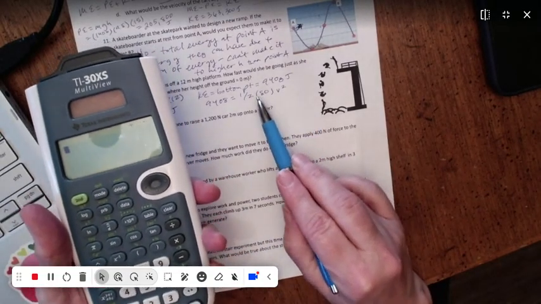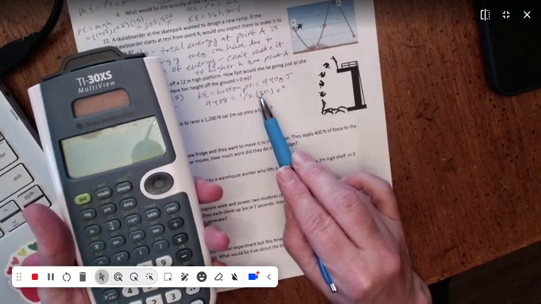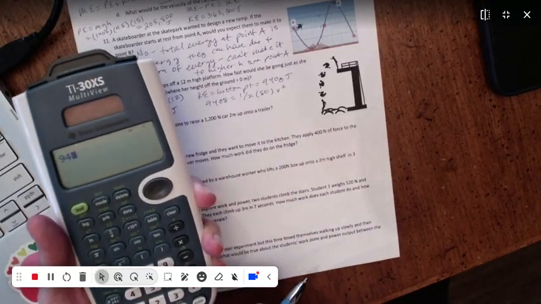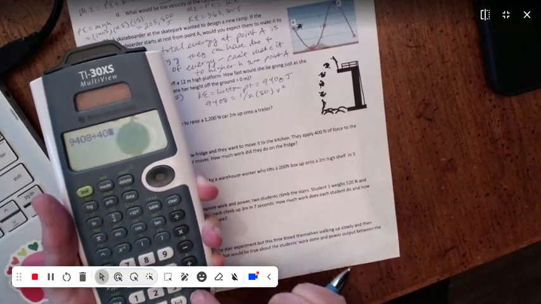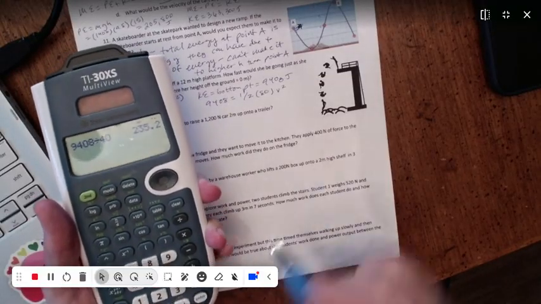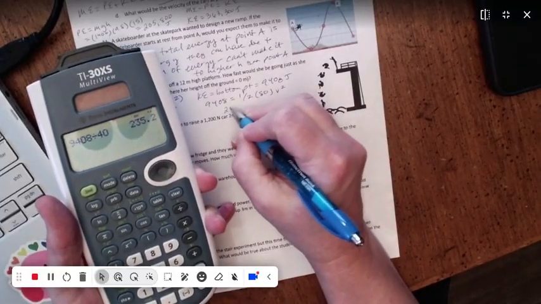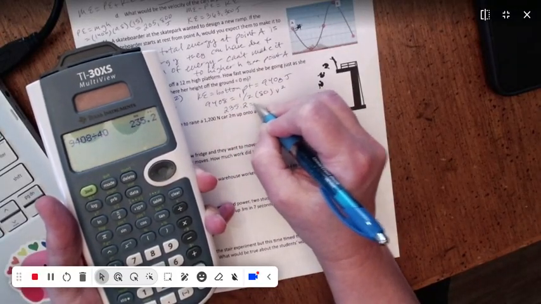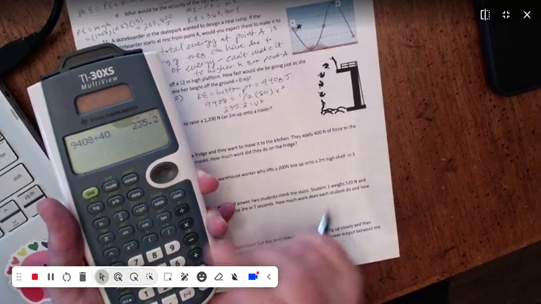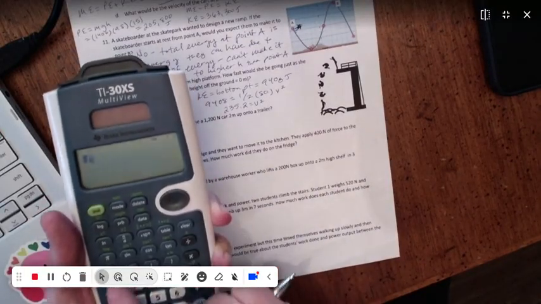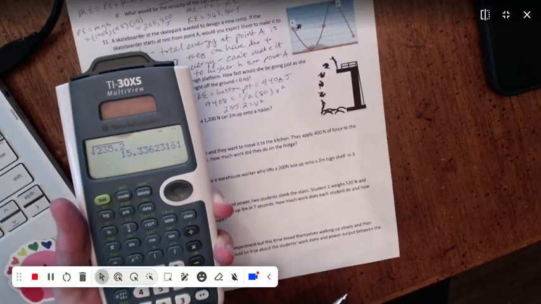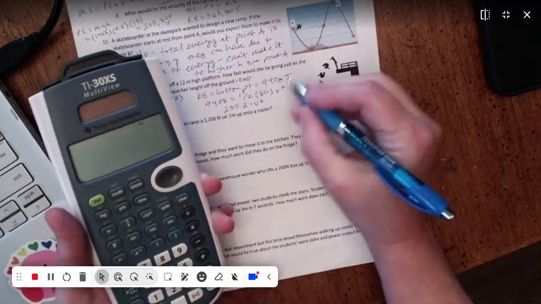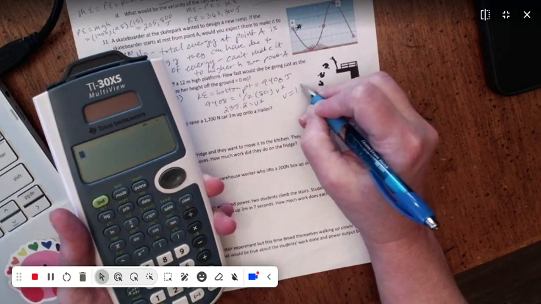So 80 times 1/2 is 40. I'm going to divide both sides by 40. So I've got to divide 9408 by 40. That gives me 235.2. And that's equal to v squared. Okay, that's not my final step. My final step is to take the square root of 235.2. And that gives me 15.3 meters per second for the velocity.